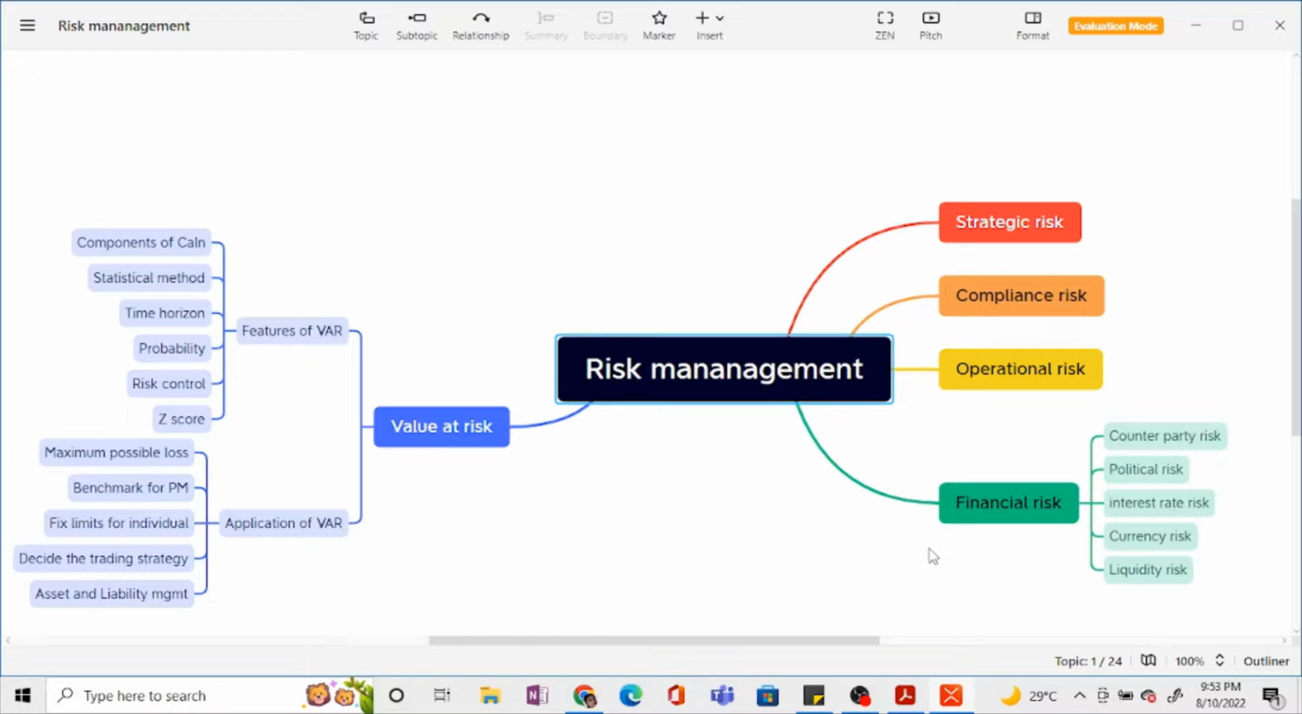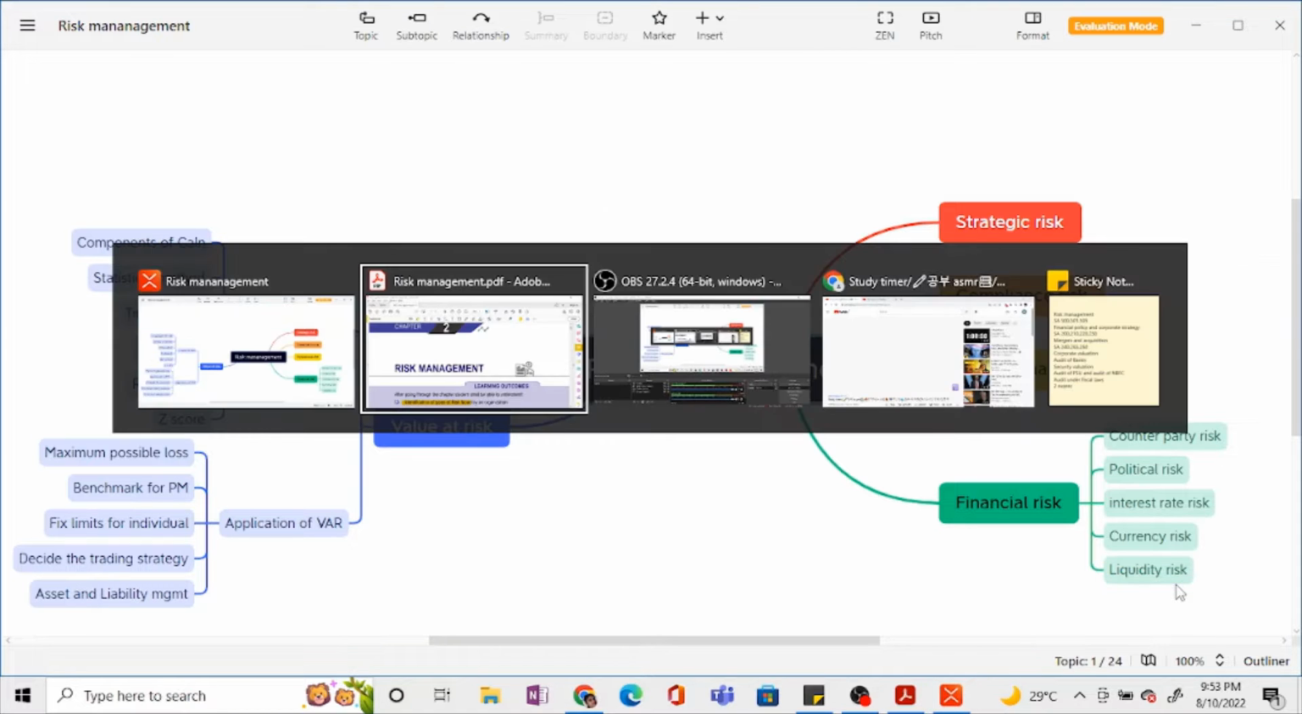What are the various types of financial risk? We'll see. There will be counterparty risk, political risk, interest rate risk, currency risk, and also liquidity risk. These are the various types of risk that can be there in financial risk itself. Okay, we will discuss this one by one.